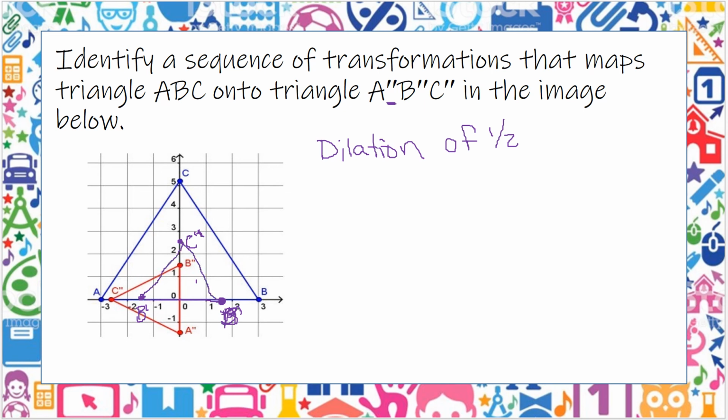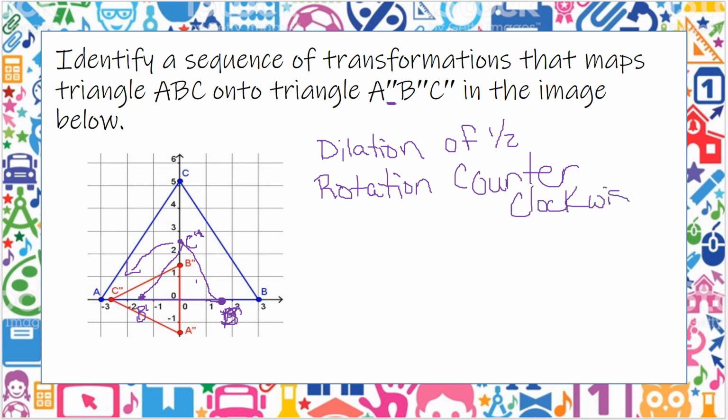Okay, and now what does it do? It goes from 0, 2.5 to 2.5, 0. That's going to be a rotation this direction, which is counterclockwise. It's the opposite of the way of a clock. And it only moves one quadrant. So counterclockwise, 90 degrees. And that's it.